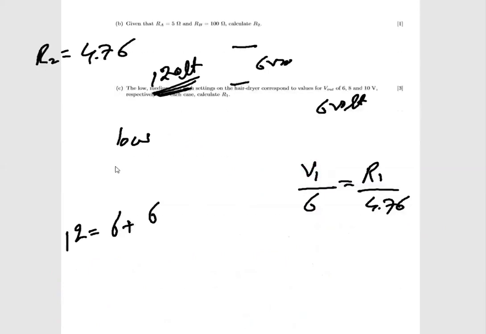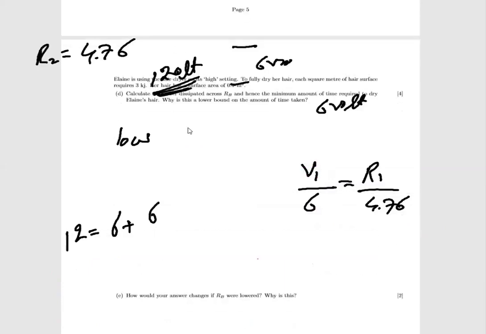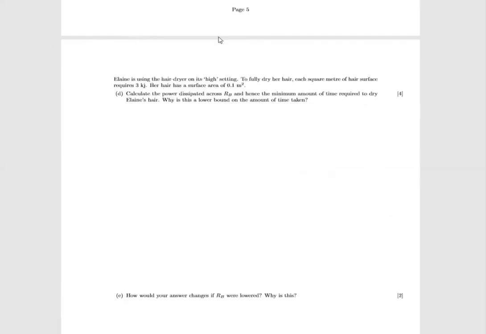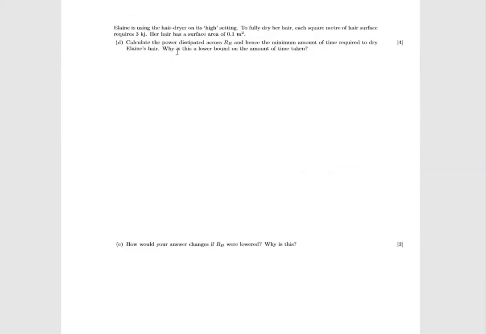That's why I told you these papers are not the easiest papers. Okay, these papers are a bit difficult. Right. Okay, so next question, part D. This is also a part of that question. Dry on its high setting. For the high setting, your V out is equal to 10 volt and your R2 is equal to 0.95.